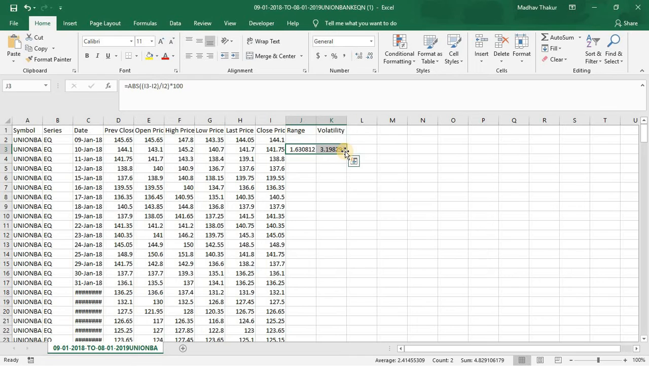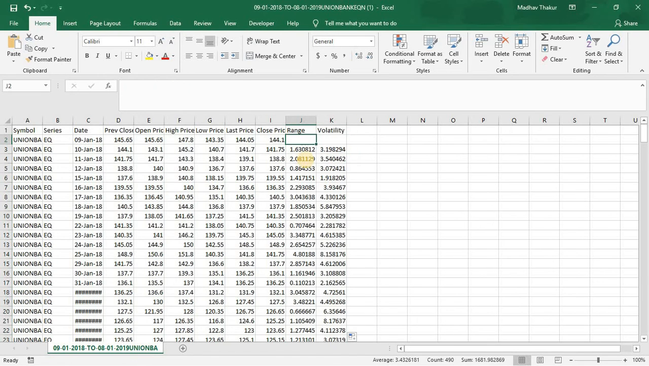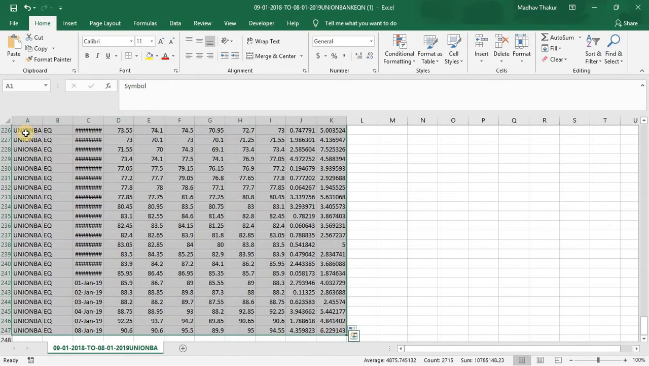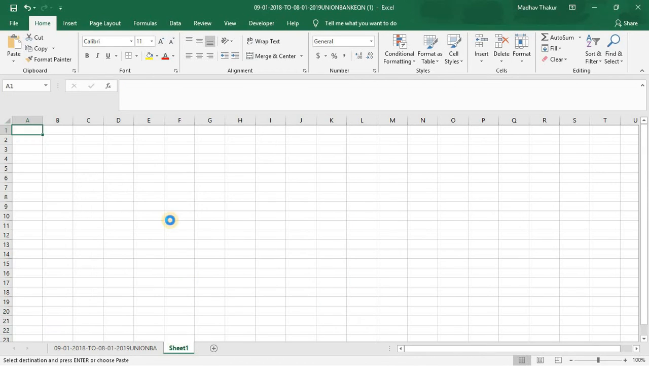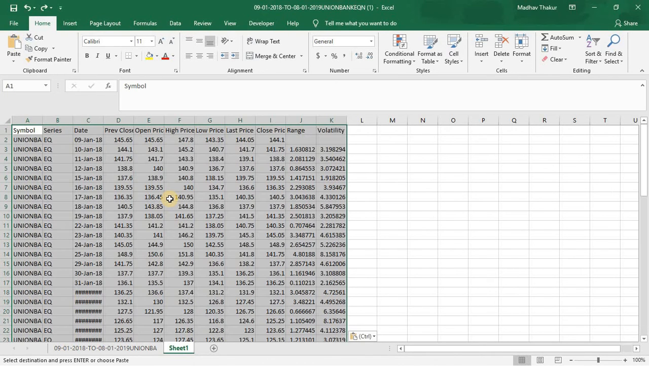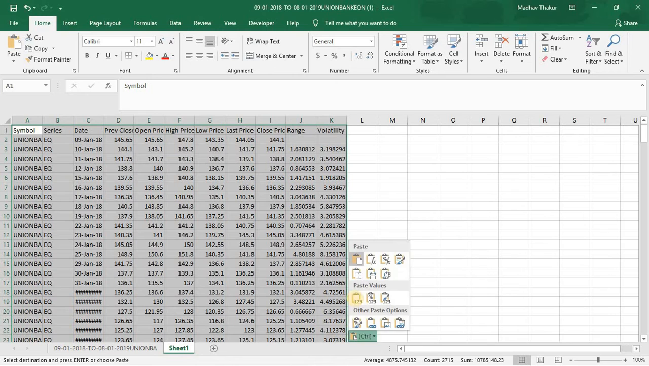So just now, after applying these values to the whole file, just copy this data and paste it on a new Excel sheet. Once you paste the data over here, you can see a small paste option over here. Click on paste values.